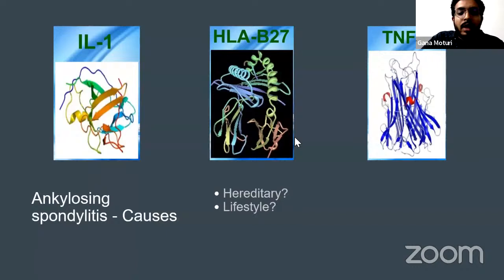The causes of ankylosing spondylitis include both genetic risk factors as well as environmental risk factors. The genetic risk factor is HLA-B27, a gene, and the environmental risk factors are smoking, alcohol, and lifestyle-related stress and other factors. Both the genetic and the environmental risk factors will trigger inflammation in the spine and the sacroiliac joint and cause destruction of the spine, leading to fusion of the spine. So this is the basic pathogenesis of ankylosing spondylitis.